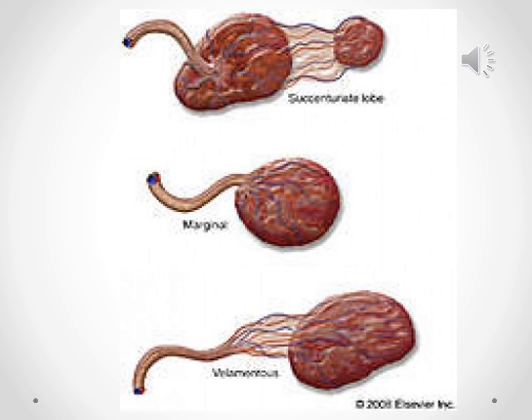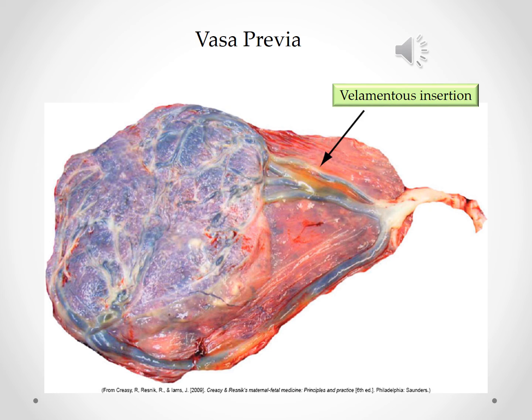I want us to look at the next picture because it's going to make it a little bit easier to talk about the velamentous insertion so you can see it. So here we have a nice up-close picture of a velamentous insertion and the vasa previa. If you look at the umbilical cord all the way to the far right of the picture, you can see how it's coming in. It's encased in the Wharton's jelly, but then you lose that Wharton's jelly and you have just the unprotected vessels migrating through the membranes as it goes into the placenta for insertion into the placenta itself.